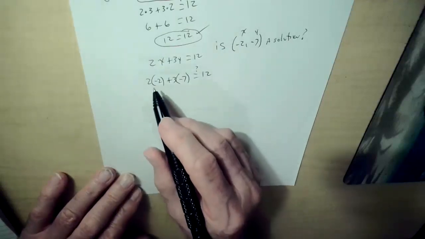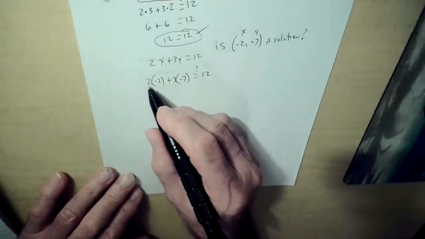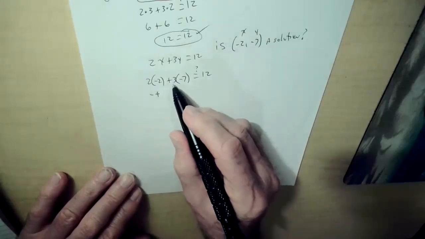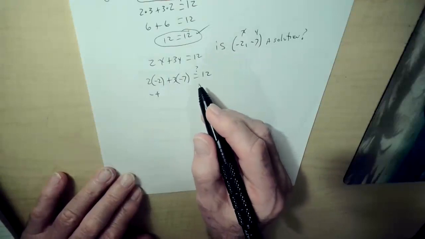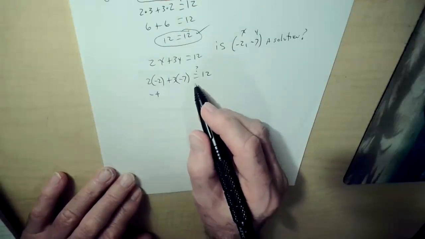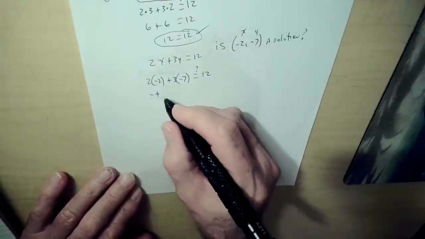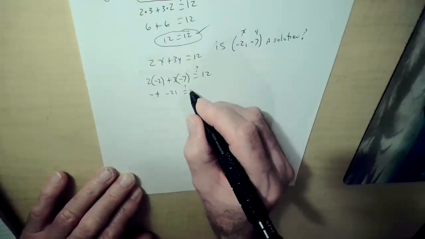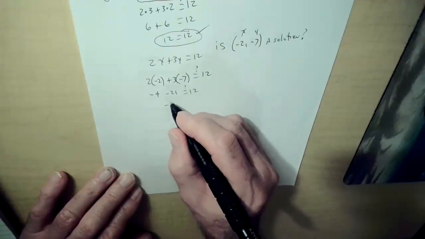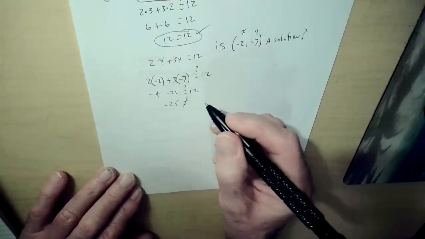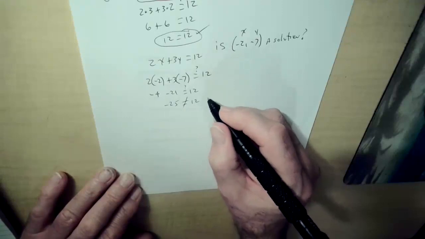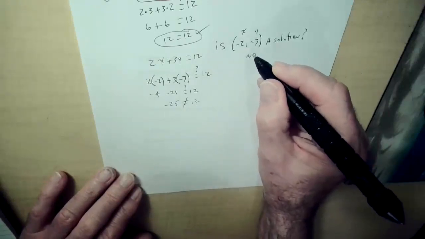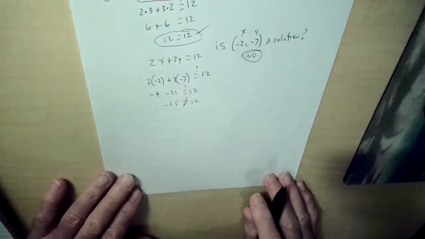And does that equal 12? Now 2 times -2, a positive times a negative is a negative 4. 3 times -7 is, what is that, -21? Does that equal 12? This is -25, does not equal 12. So this one is no.